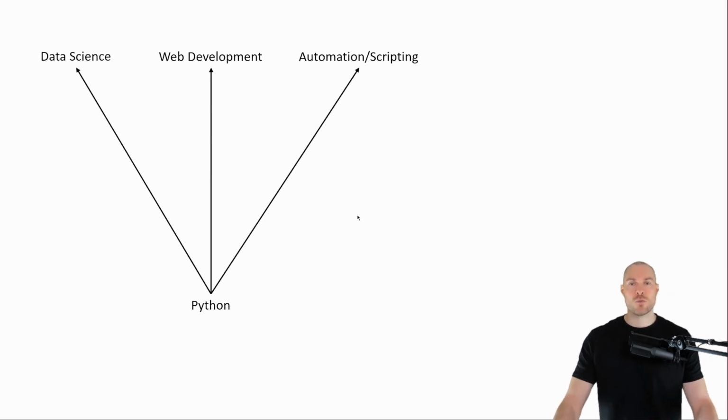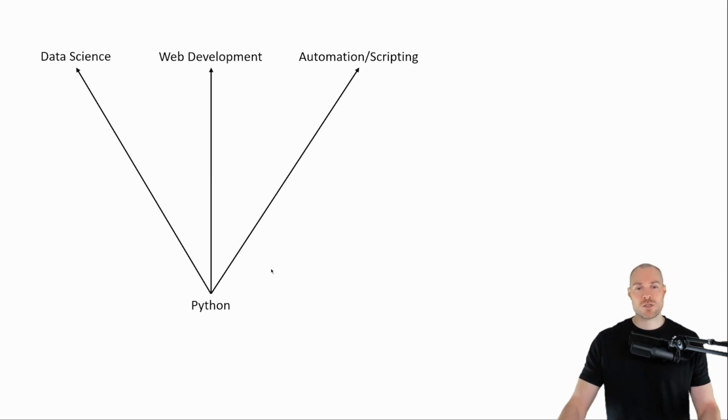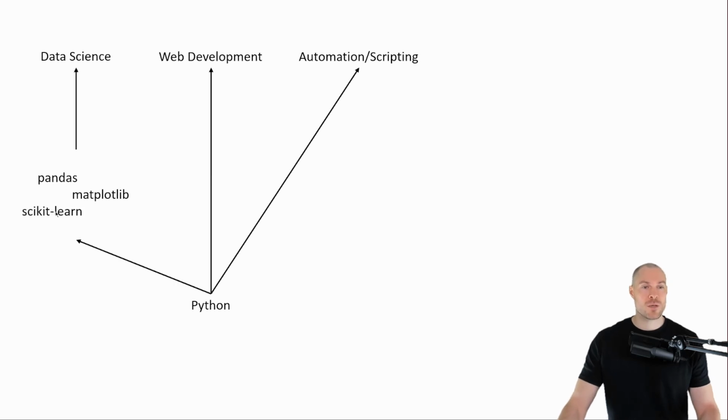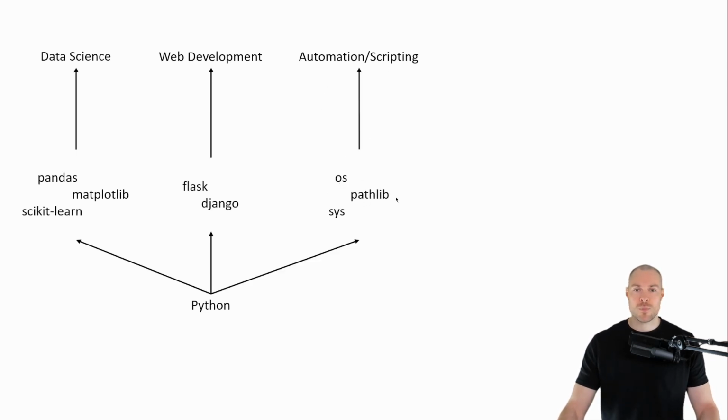And actually you most likely won't do those things using pure Python alone, but instead you're going to use so-called modules or packages. For example, to do data science you could use pandas, matplotlib, or scikit-learn. To do web development you could use Flask or Django. And to do automation or scripting, you could use os, pathlib, or sys. You can think of those modules and packages simply as being software.